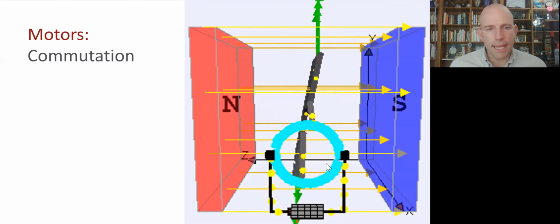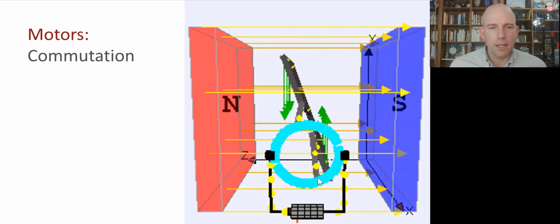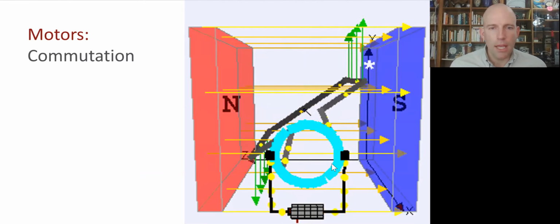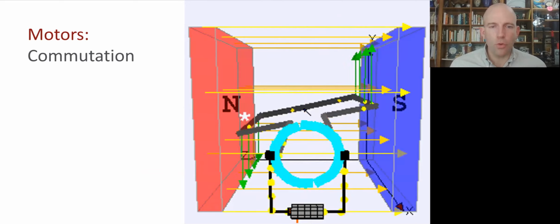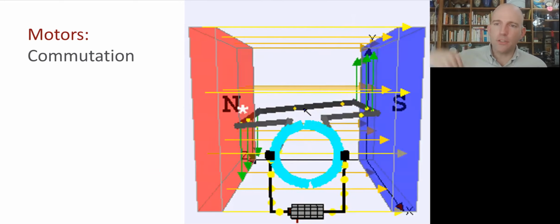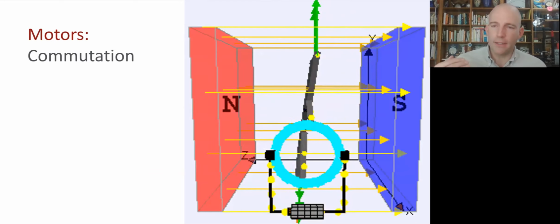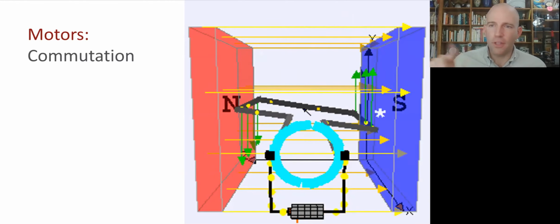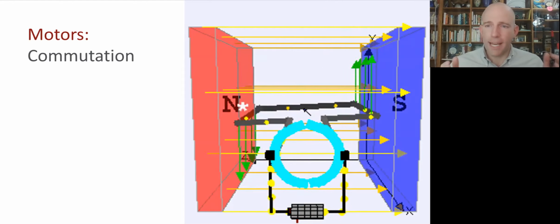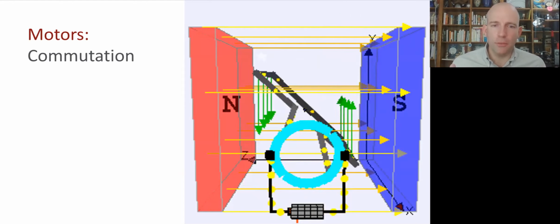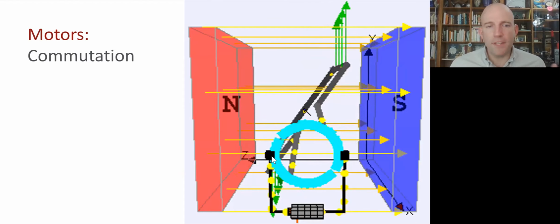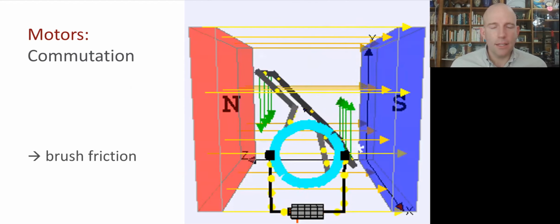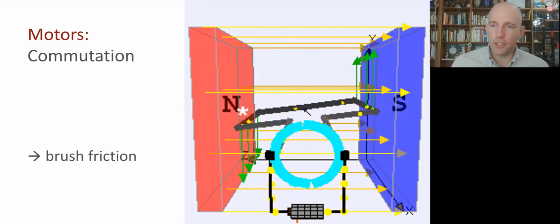This little cyan element here depicts the leads to these wires, and you can see there's a gap, and they switch halfway through which direction the electrons are flowing through the coil, so that the torque will continue to be in the desired direction even though the thing is rotating. This is called commutation. And in brushed motors, it's achieved with a physical brush touching this strip. And that leads to friction.